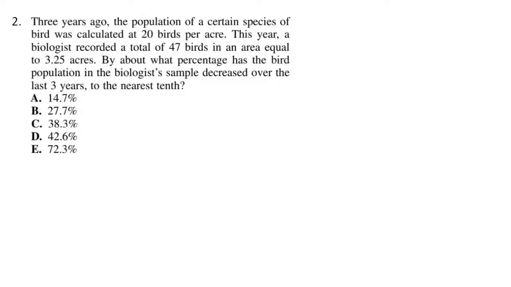Okay, only 38% got this problem right. So let's make a note of that. That was 38%. So let's talk about what's in the problem that's important. You have 20 birds per acre. That's what you're starting at. So we have 20 birds for 1 acre.